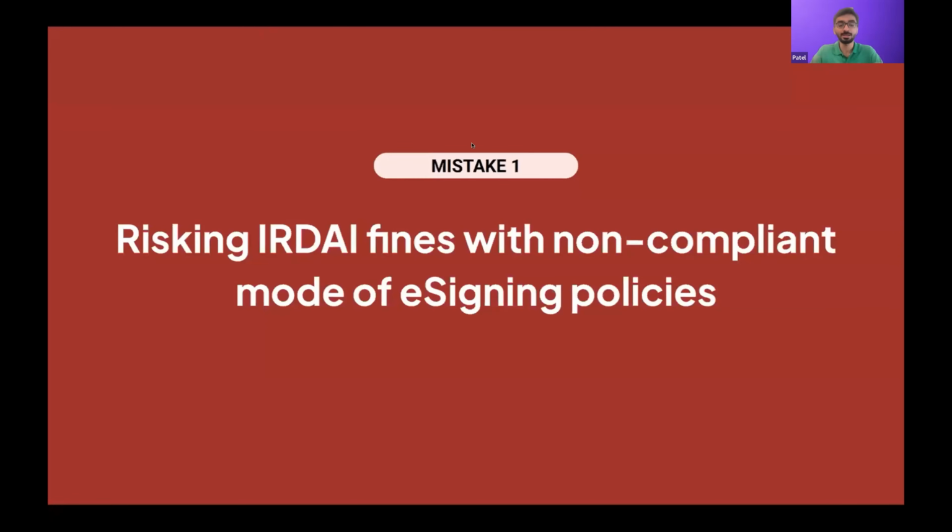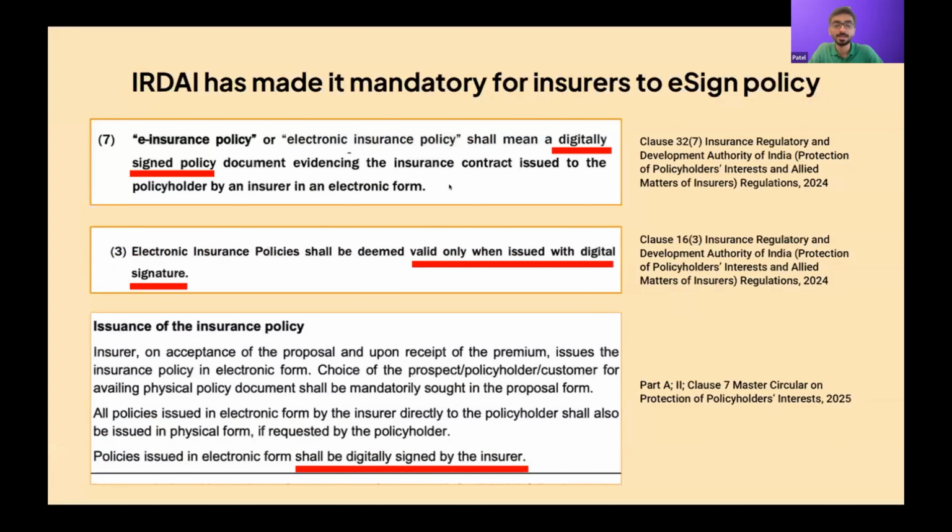Bucket of insurers who are completely violating IRDAI e-policy rules. First, let's understand what exactly these rules say, right? Because IRDAI rules are crystal clear. E-insurance policies, or e-policies, policies in electronic form, must be digitally signed, right? And the IRDAI has specifically used the words digital sign, digitally signed, across all where it's mentioned e-policy, right?